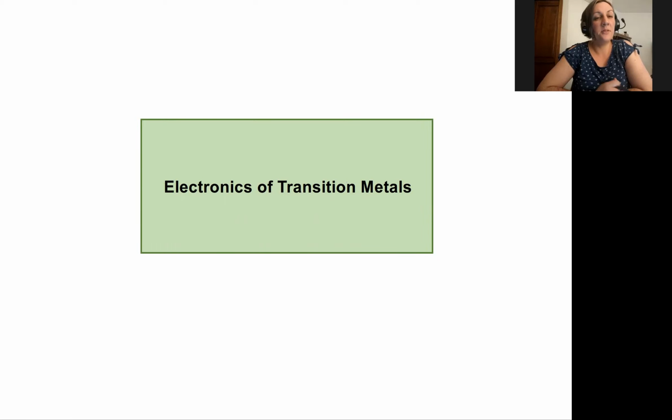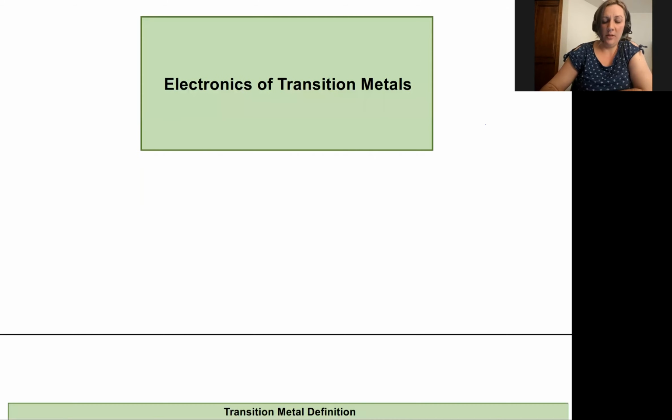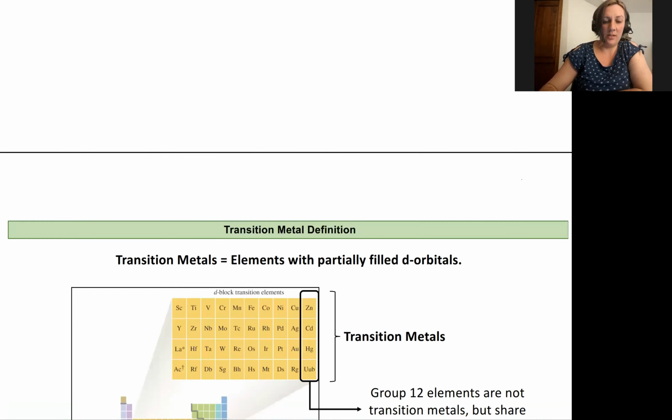In this chapter, or in this section of lectures, we're going to talk about the electronics of transition metals. And so this will really go back to when we learned about the electronic structure of the atom and how our electrons are arranged relative to the nucleus and in what types of orbitals. So let's start with a little bit of a review and definition setting.